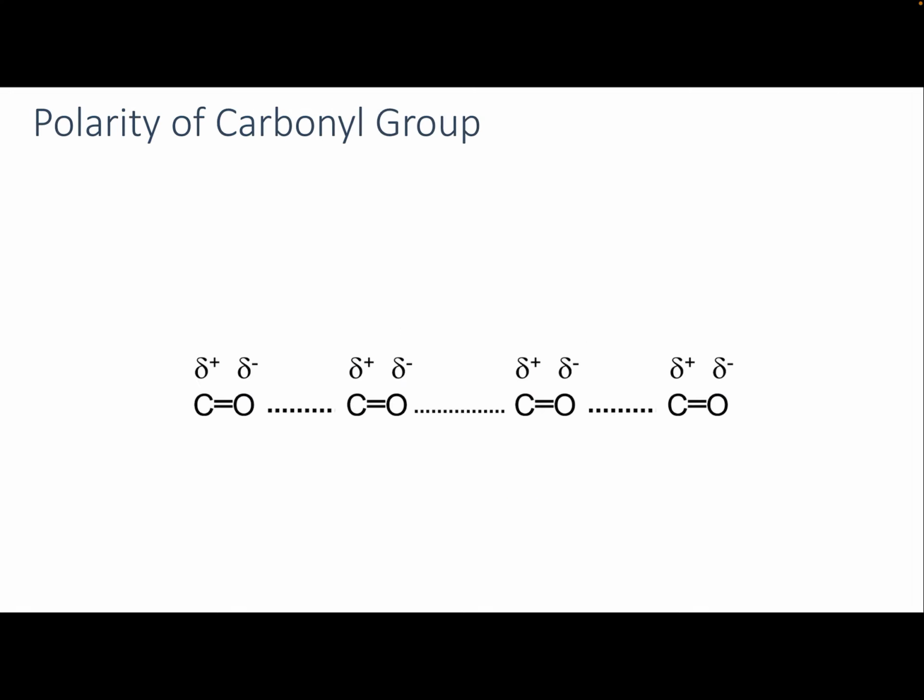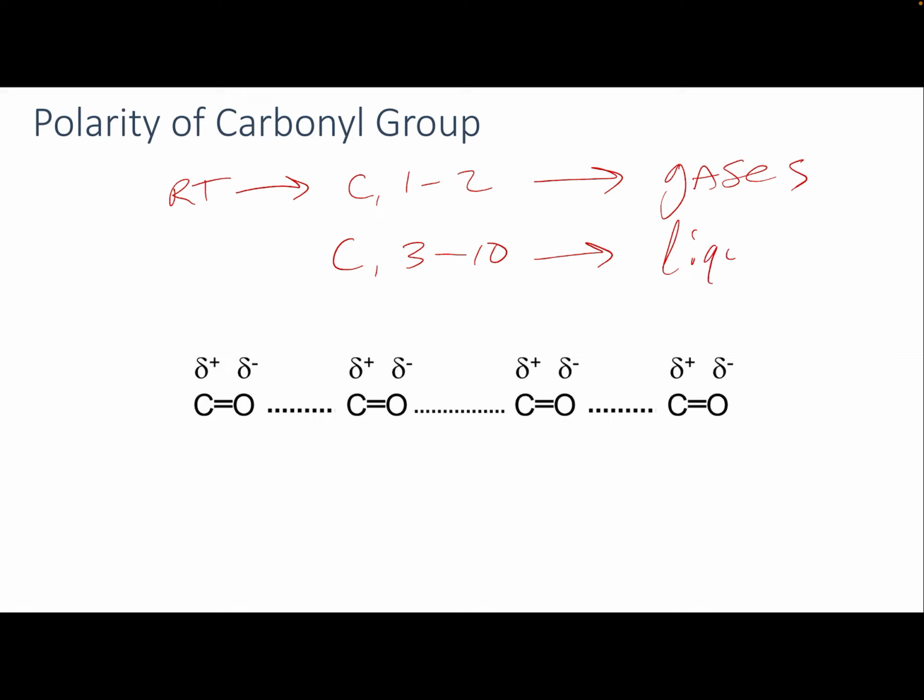So at room temp, methanal, or formaldehyde, and ethanal are gases. So at room temperature, carbons 1 through 2 for our aldehydes, these things are gases. Aldehydes and ketones that have 3 to 10 carbons, they're liquids. And once we get into like the 20 carbons or so, they start to become solids.